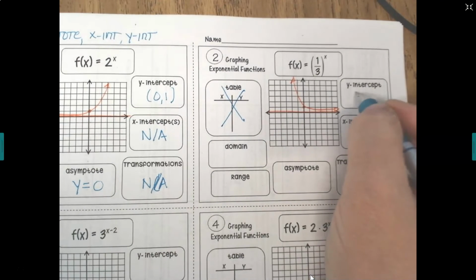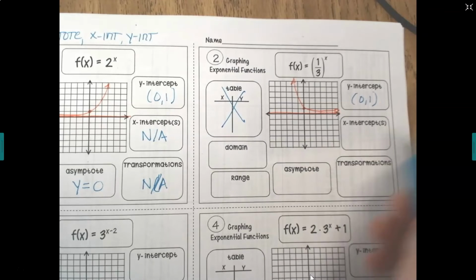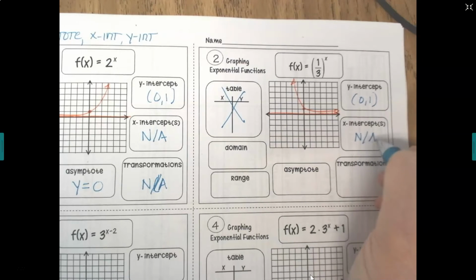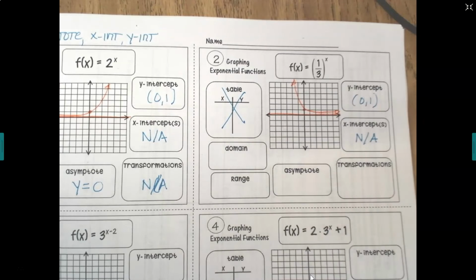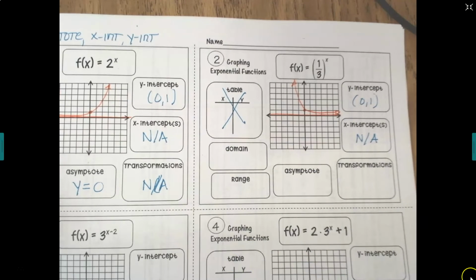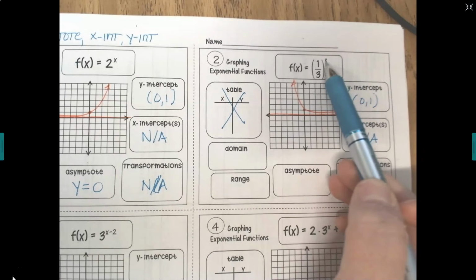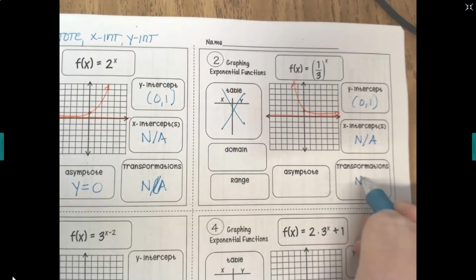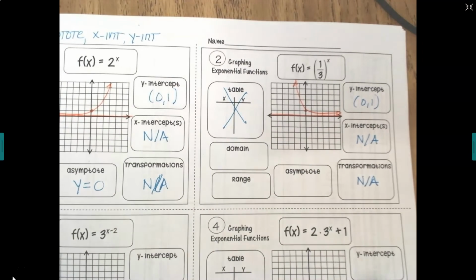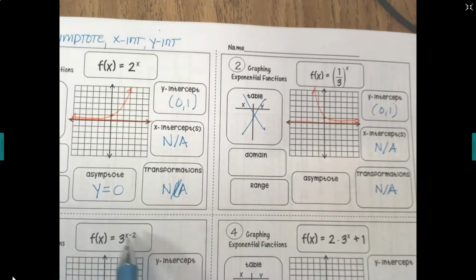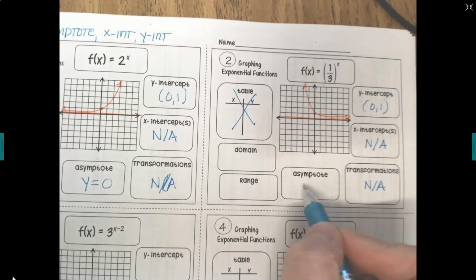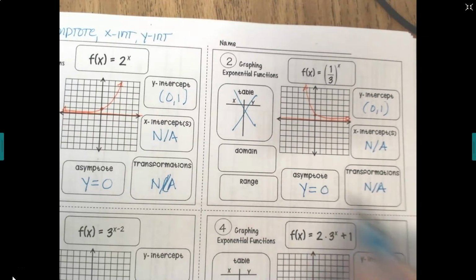So our y-intercept was at 0, 1. There is no x-intercept because the asymptote is the x-axis, so we're going to say there isn't one. There's no left or right transformations in our exponent. There's nothing added or subtracted off the ends. So this one has no transformations. But you can see the other equations will have some transformations, so pay attention to those. Nothing added or subtracted, so that means our asymptote is at 0.